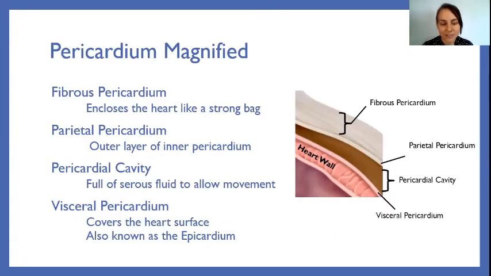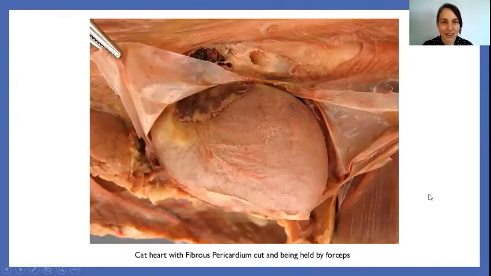This does a good job of showing us why the visceral pericardium has two names. If you'll notice on this picture, it shows the heart wall, which is pretty thick, has a top and a bottom, and the top of the heart wall is actually the same thing as the visceral pericardium, just has two names. It's either the bottom of the pericardium or the top of the heart wall. Here is a cat heart that has had the pericardium cut and pulled away from the heart, that outer fibrous pericardium. And you can see it actually was probably pretty tough to cut, but it does surround the heart much like a bag.